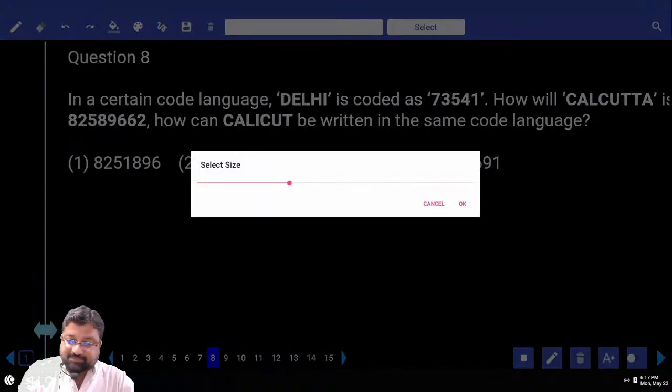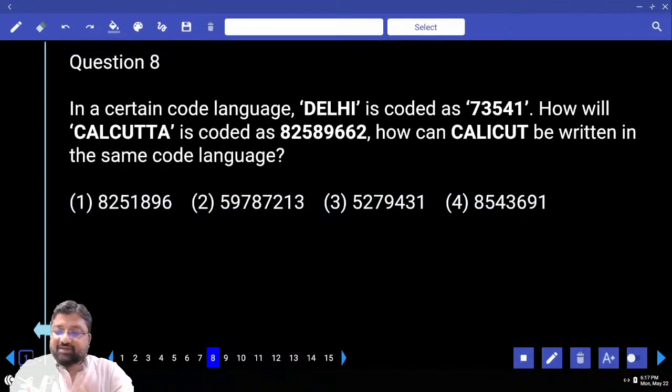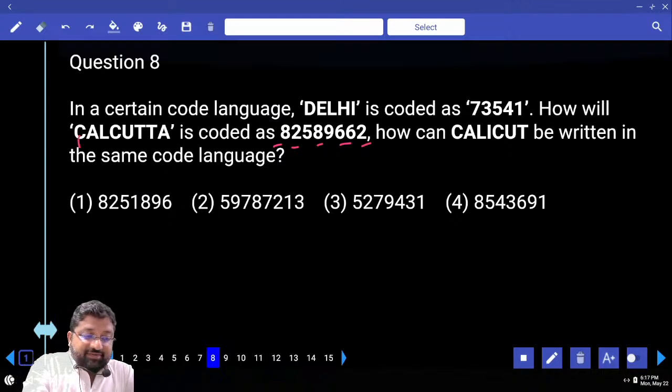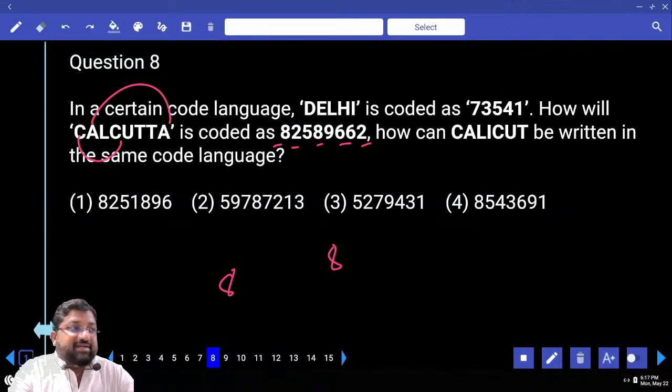Next, Delhi. If you observe carefully, this is a question which is nowhere related to place values. This is not at all related to place values. What I am supposed to do here is: D is written as 7, E is 3, L is 5, H is 4, I is 1. I'm not sure, but when I come back to the second word, Calcutta, I can see 3 digits which are repeating. What are those 3 digits? 8. C. Wherever you find C, he has written it as 8. Wherever you find A, he is taking it as 2. And 2 T's are taken as 6.